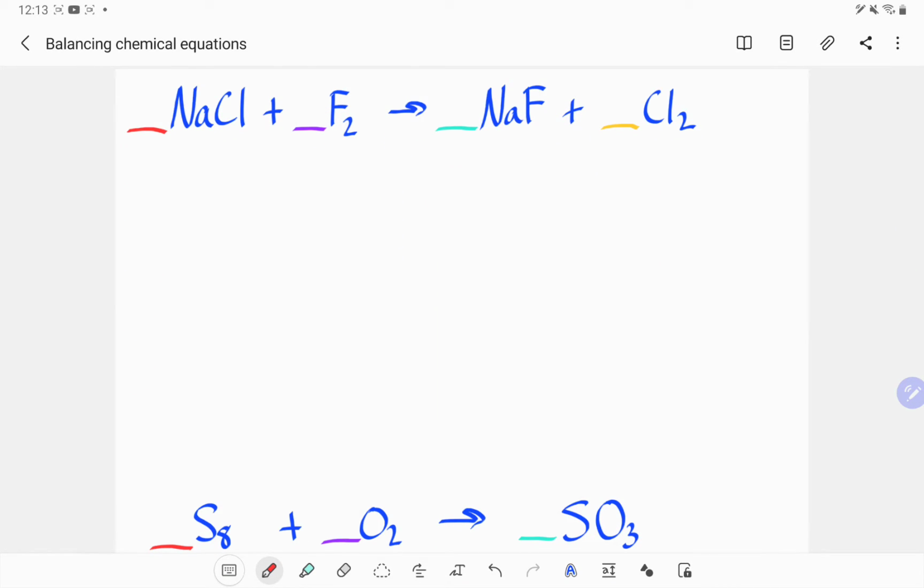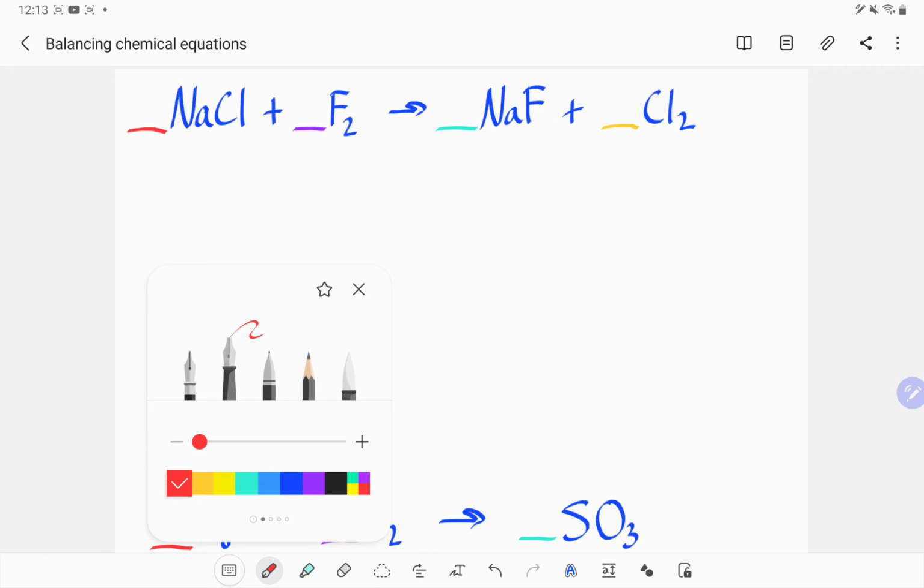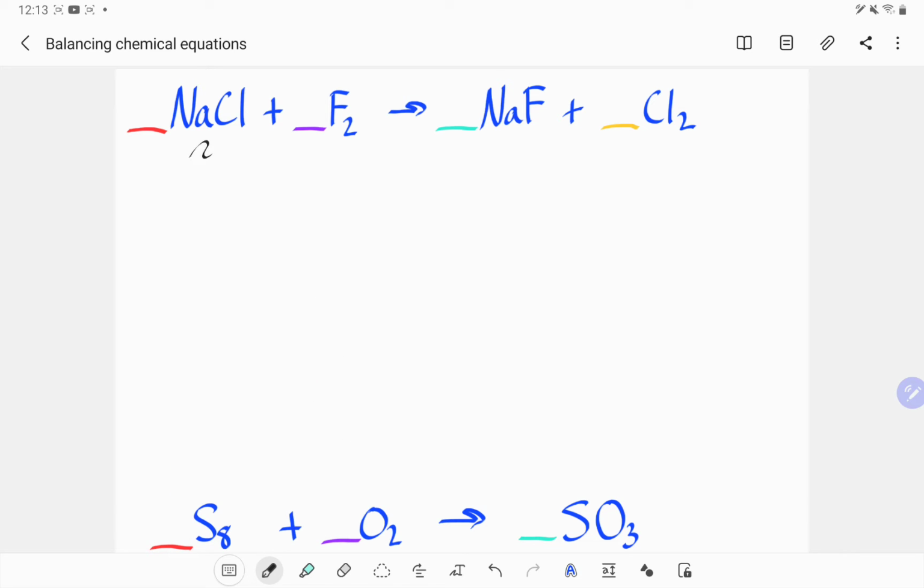All right, next problem. We're going to start it the exact same way. We have sodium chloride and difluorine, creating sodium fluoride and dichlorine. Let's see how we can solve this. So we're going to start the same way. Write down what elements we have. We have sodium, we have chlorine, and we have fluorine. We have all of those elements on both sides of the equation.